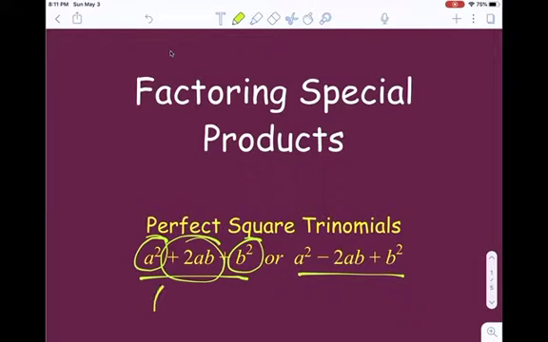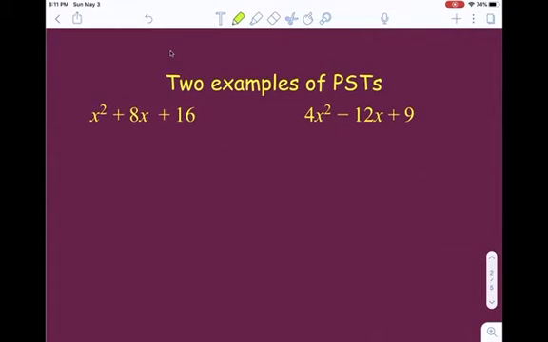And so basically, this one would give you (A plus B) squared, and this one would give you (A minus B) squared. All right, so we'll look at a couple of these, and hopefully it'll start to come back to you. I mean, it hasn't been that long since we've done these, but we will figure out how to factor these. All right, so here's a couple of examples of perfect square trinomials.